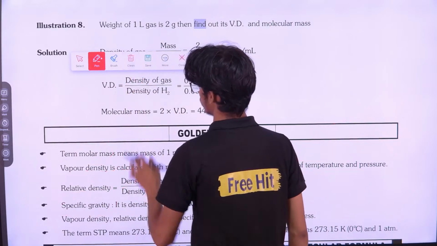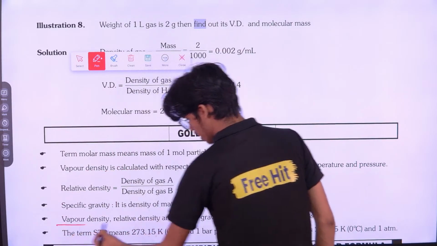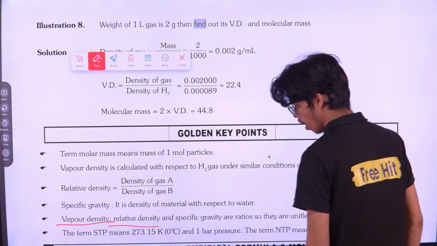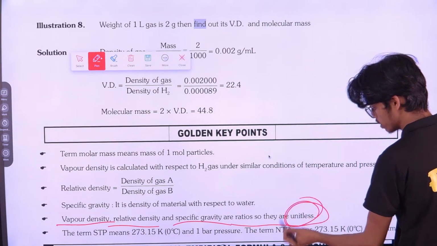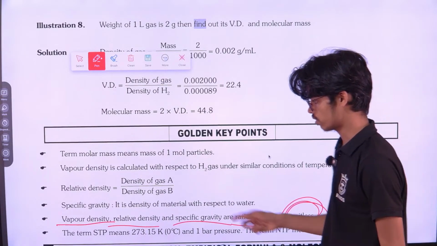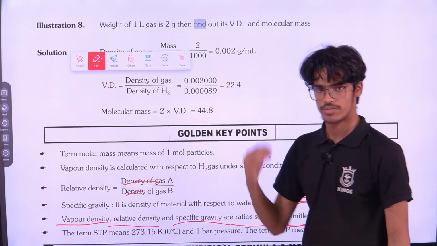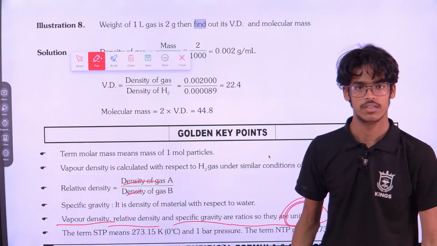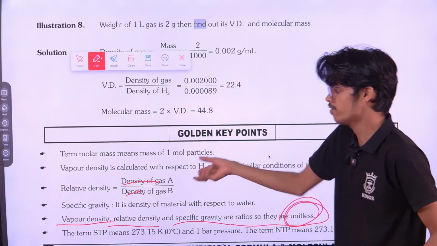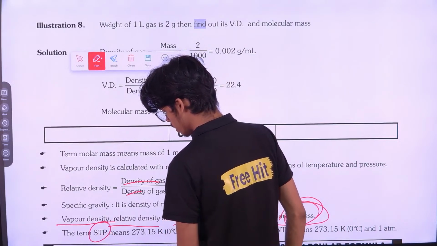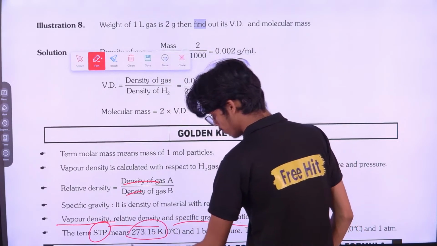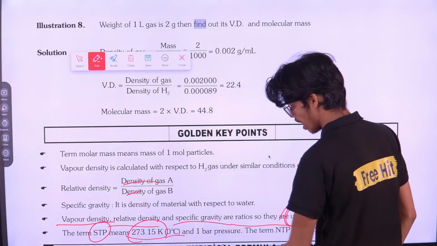Now, vapor density or relative density or specific gravity are ratios. So they are unitless. Always remember, they are a kind of ratio. So this is density, this is density. If you divide density by density, what do you get? Obviously, you will be getting something which will have no units. So it is unitless.